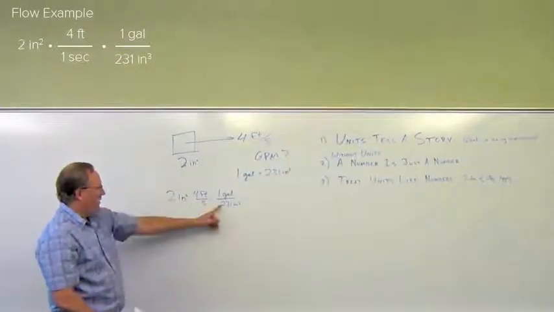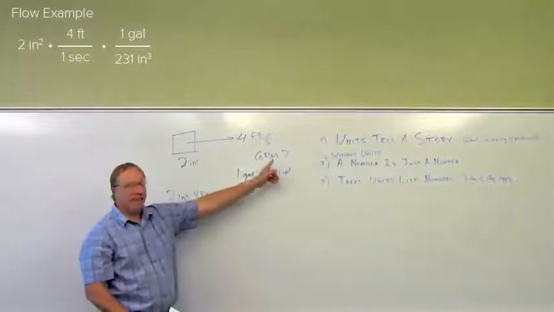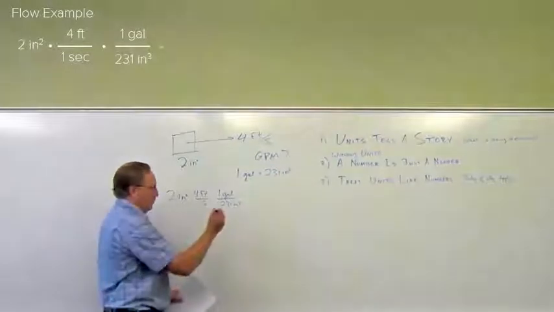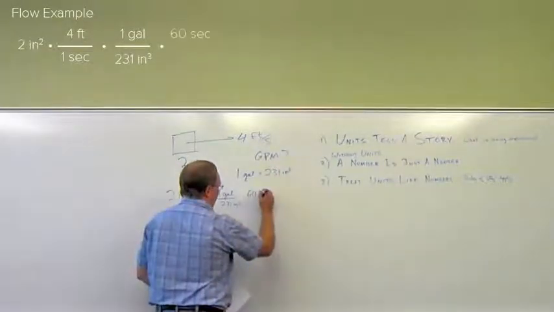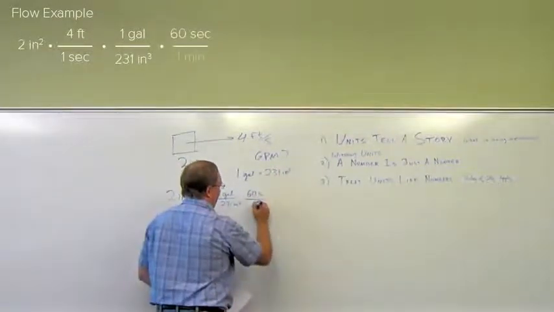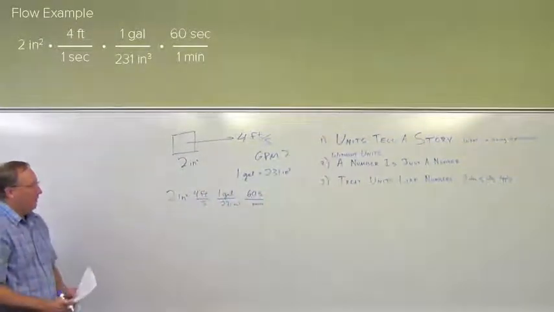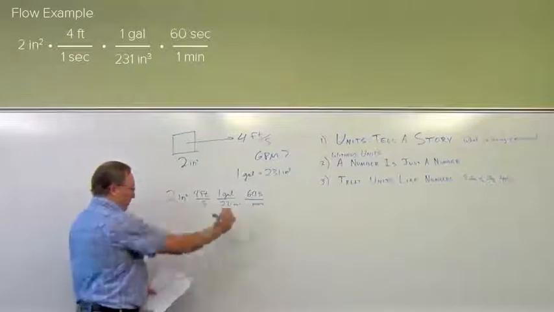So I do. Now I've got seconds that I've got to get to minutes. Well, how many seconds are in 1 minute? I think everyone knows this. 60 seconds per minute. So let's work this out. Let's put all the numbers together.